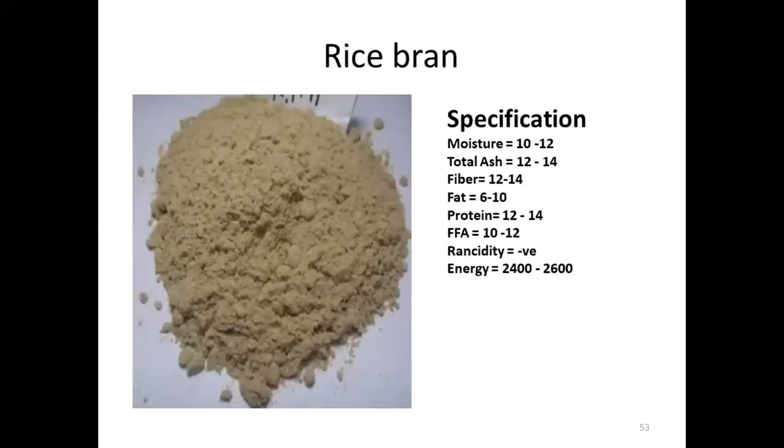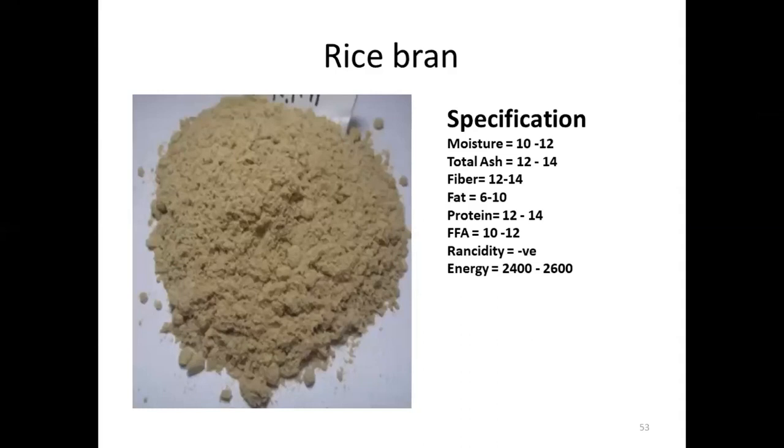Looking over the specification of rice bran: moisture 10 to 12%, mineral content 12 to 14%, fiber 12 to 14%, fat 6 to 10%, protein 12 to 14%, and grain density negative. If such specification is met, then such rice bran contains 2,400 to 2,600 metabolizable energy. Looking over the quality of the rice bran visually, if we see a higher percentage of hulls in the rice bran, then the energy value will be low and the fiber value will be higher.